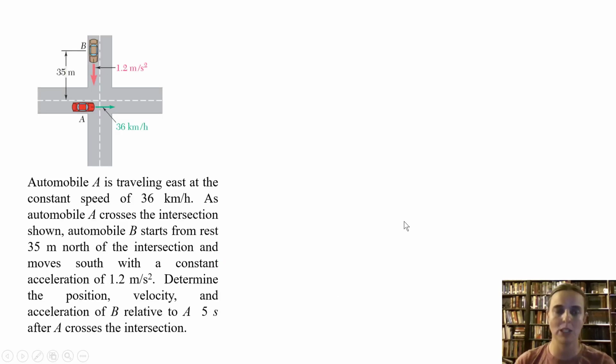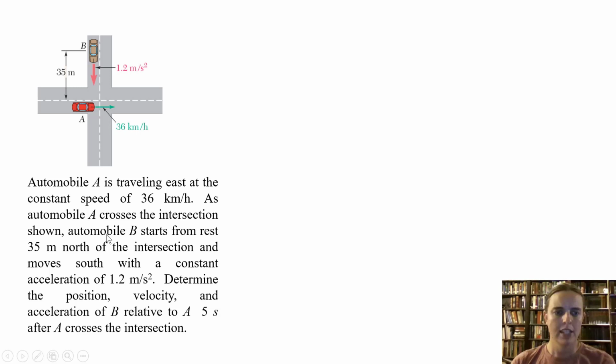So let's go ahead and look at an example where you have two cars, and this time we have things going in two different directions, so we're going to really realize the vector quantity of this thing. Okay, automobile A is traveling east, constant speed.